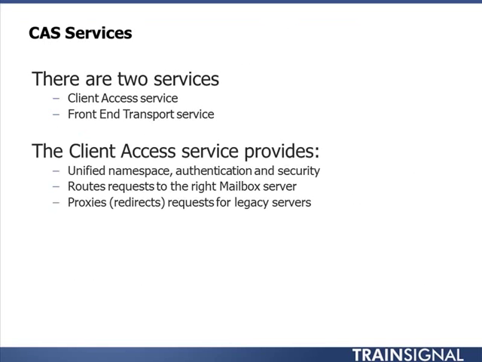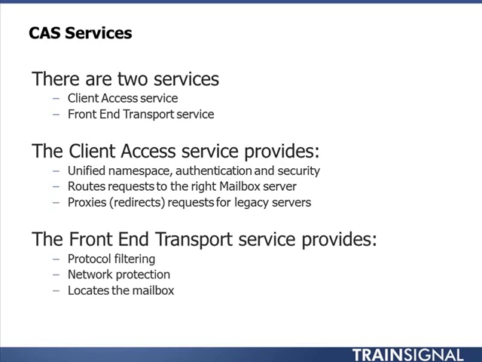So if we look at the client access service, this provides the unified namespace, the authentication, and the security. It routes requests to the right mailbox server. It proxies or redirects requests for legacy servers as well. So when you're in the middle of a migration and you might have additional servers in the mix, let's say you have Exchange 2007 or Exchange 2010 mailbox servers that you still have in your environment, the client access service is what helps the client access server to redirect that request toward legacy servers.